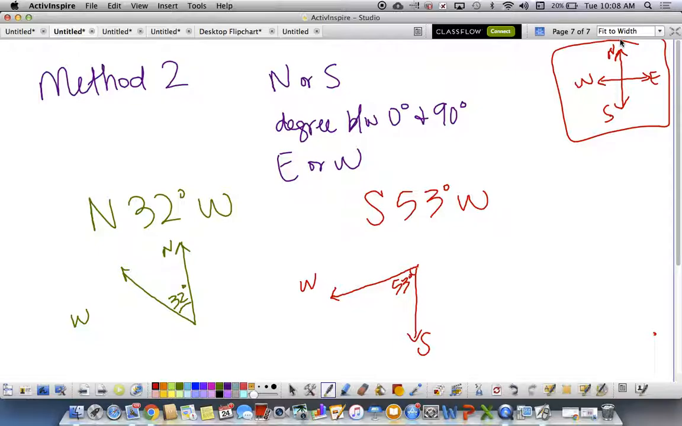Method 1, you always started north, and it never told you anything. It gave you a number between 0 and 360. You always would count the clockwise motion. This one, we will never have anything above 90. It'll always be between 0 and 90. So if I ask you to draw a bearing of north 80 degrees east, can you draw a bearing of north 80 degrees east?